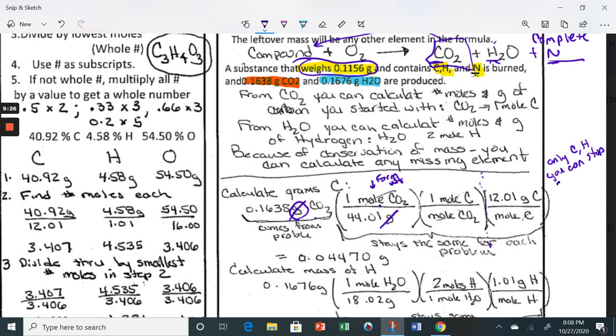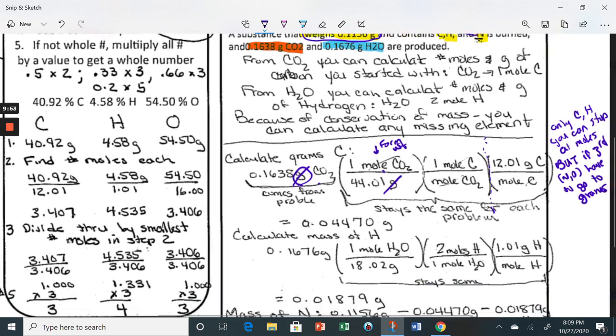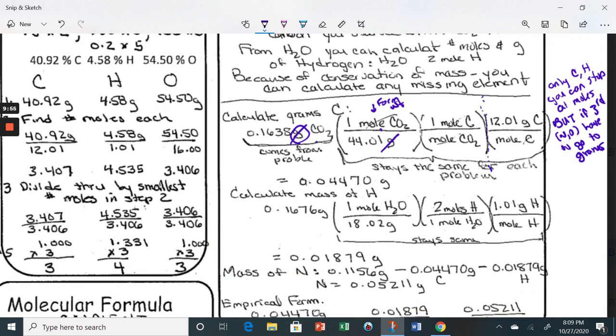But if there's a third one, so whether it's nitrogen or oxygen, you have to go to grams. And I'll show you why. So this back part will always stay the same for every single problem, going to grams of carbon. And you find your number of grams of carbon.